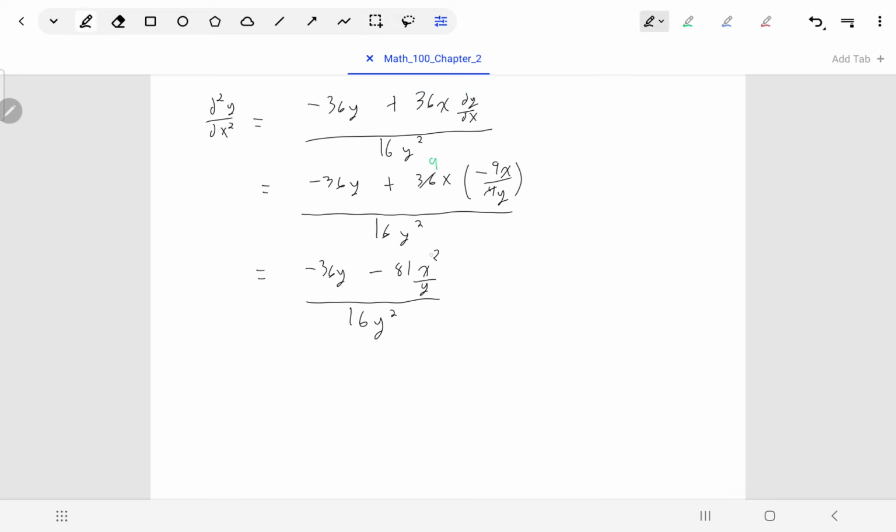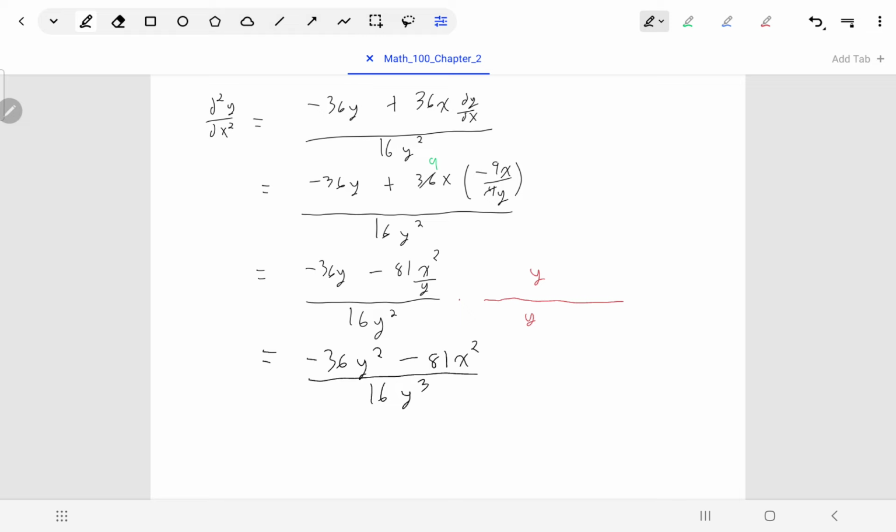First thing being, I have fractions inside of fractions, and I'll fix that right away by taking the second derivative and multiplying everybody on the top by y and everybody on the bottom by y. So that I'll have a minus 36y squared. For the second term, the y's cancel, so I have minus 81x squared. And then on the bottom, I'll have 16y cubed.